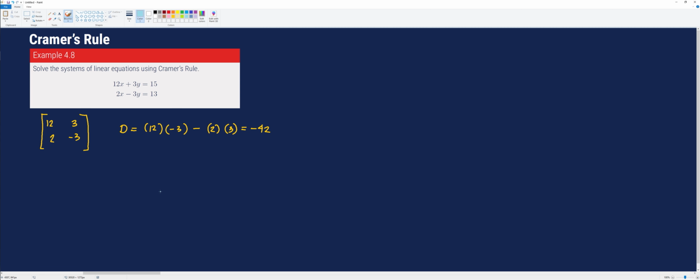Next, we get the determinant of x, denoted by D sub x, by creating a new matrix using the first matrix, but replacing the coefficients of x with the constants of the system of linear equations, giving us 15 and 13 for the first column, and 3, negative 3 for the second column. Finding the determinant of this matrix, we have D sub x, which is equal to 15 times negative 3 minus 3 times 13. Performing the operation, we get negative 84 as our answer.